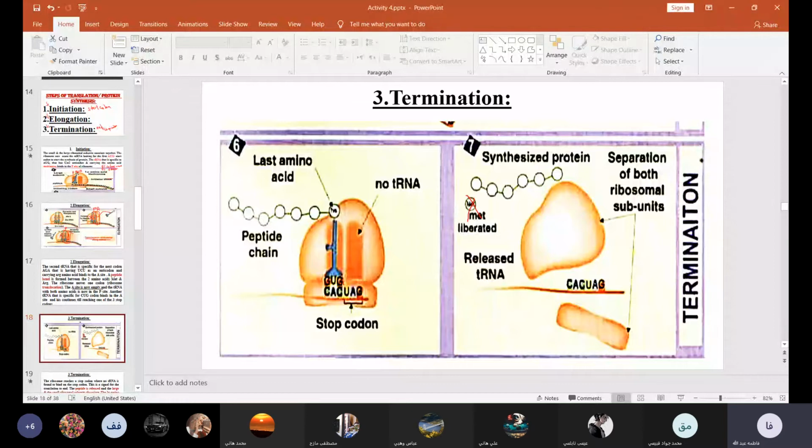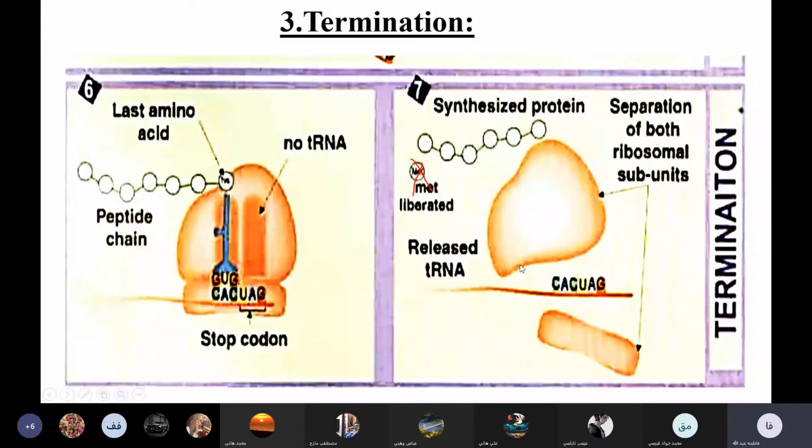Yeah, let's continue. So termination: the ribosome reaches a stop codon. As you can see, this is a stop codon. Okay, no transfer RNA is specific for the stop codon. So this means the end of protein synthesis, or of translation. There will be a release of the peptide.